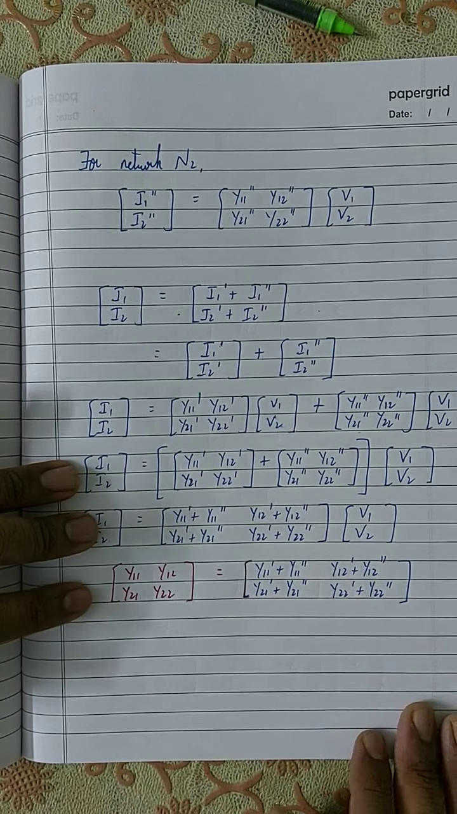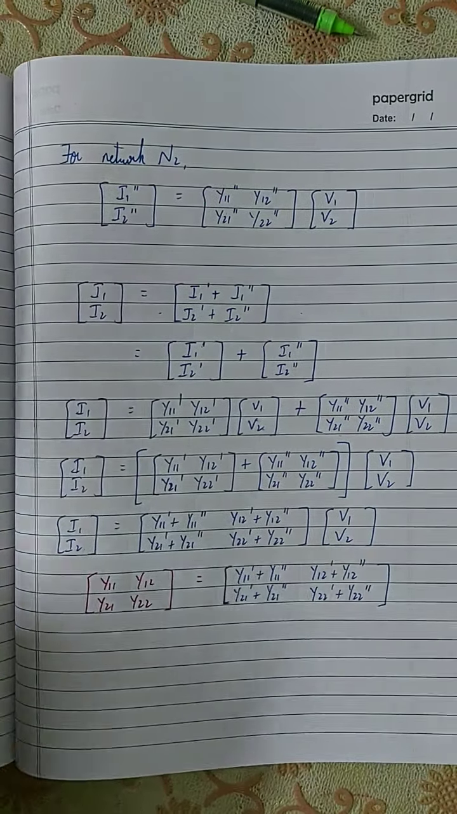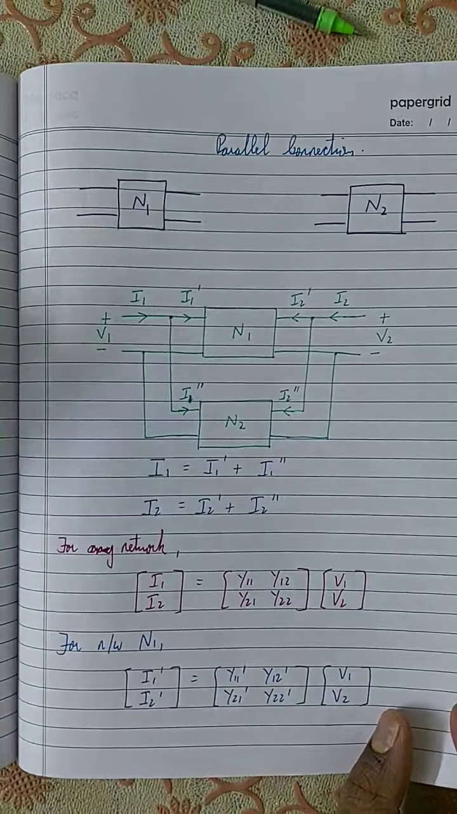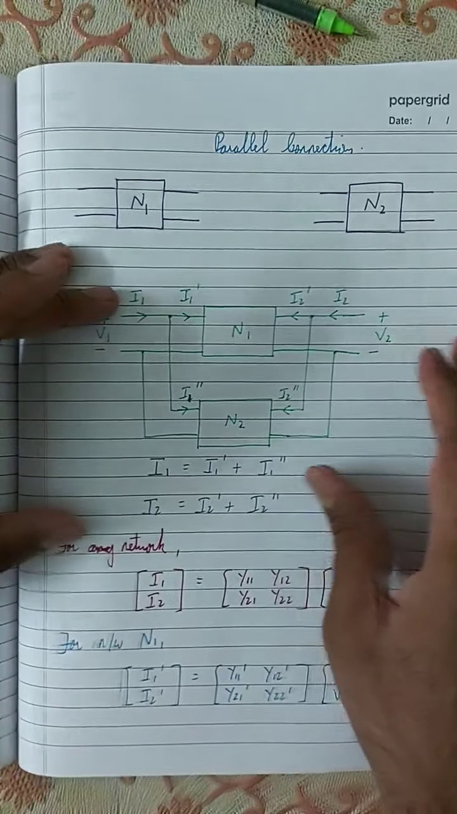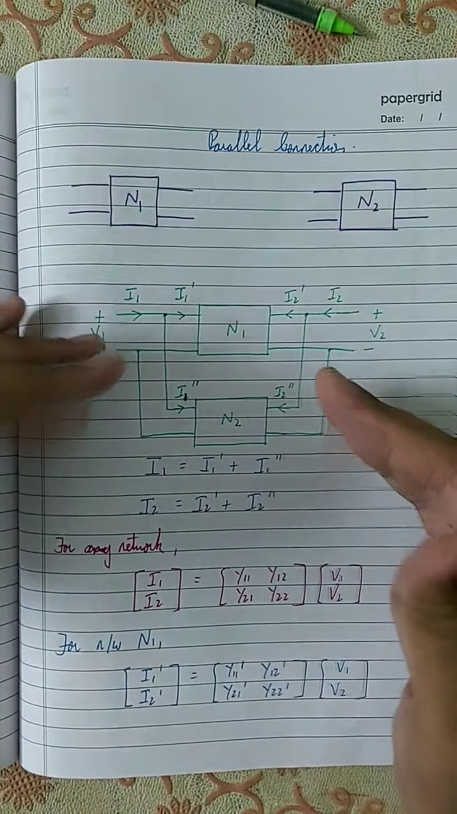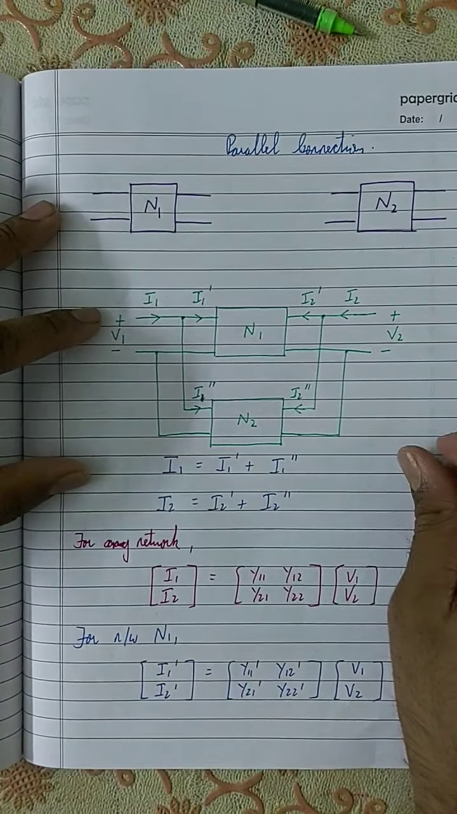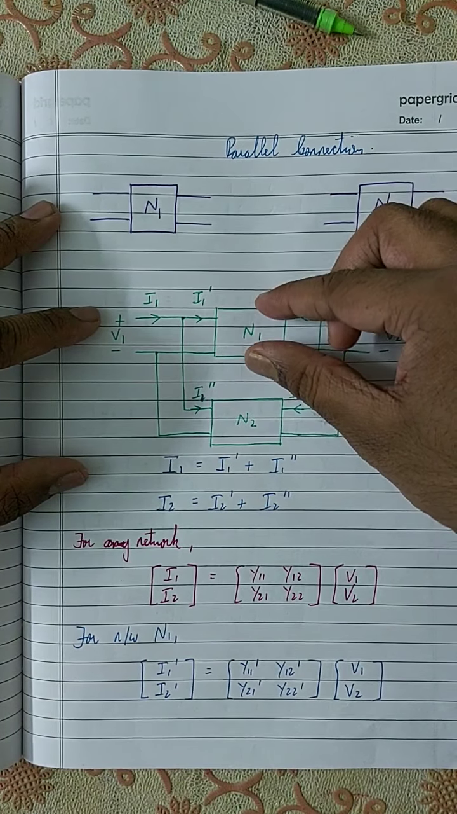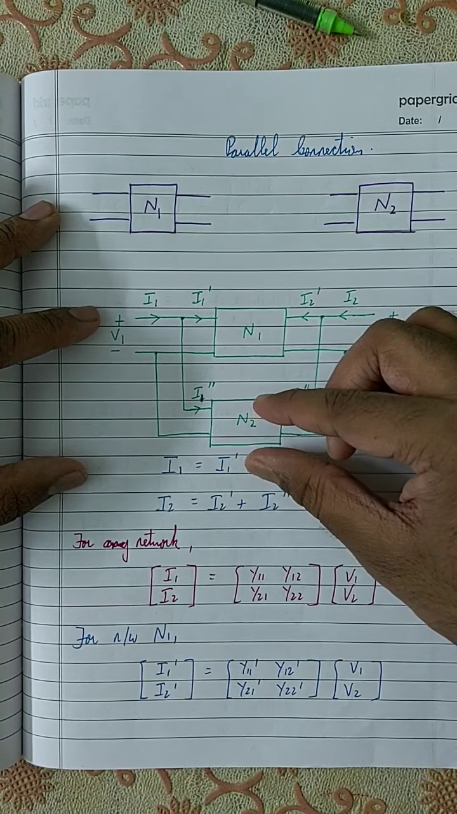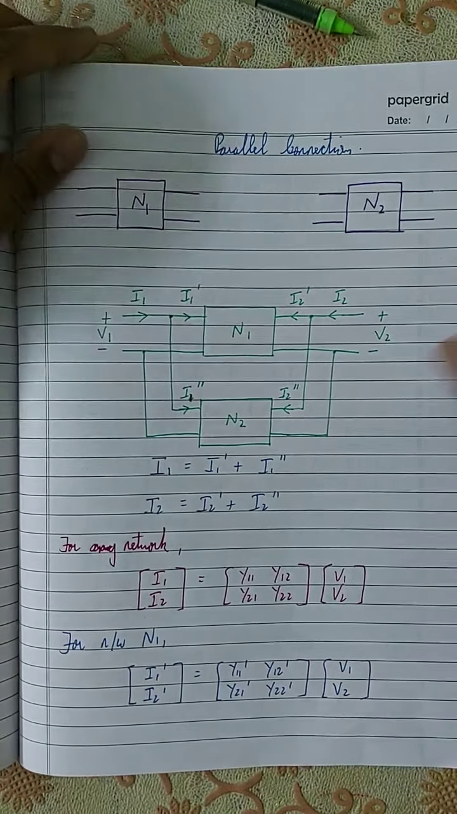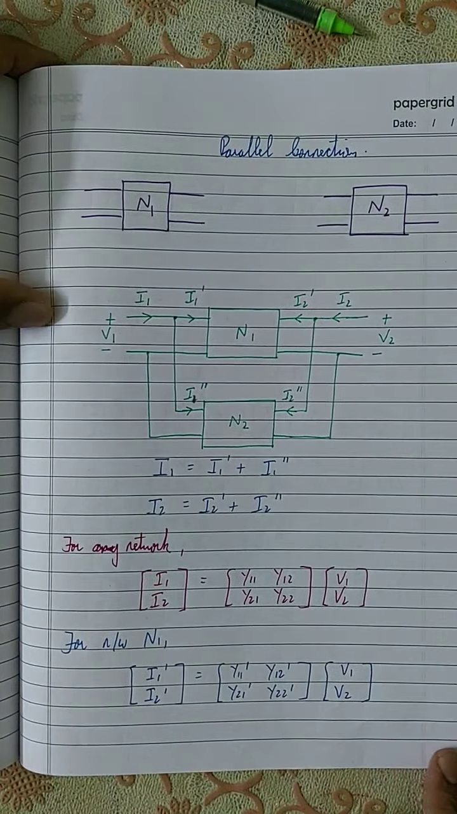That's what you need to understand. That is the only significant thing about the parallel connection. When two networks are connected in parallel, we can find their overall y parameters by simply adding the y parameters of this network with the y parameters of this network. That's all. That is the parallel connection.